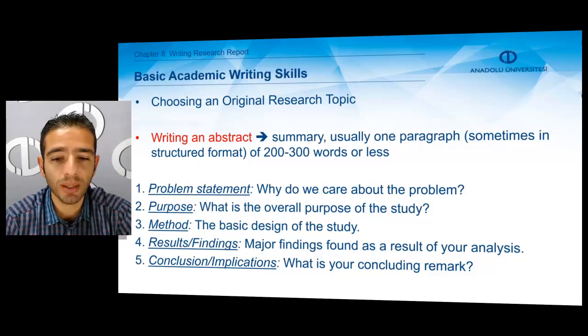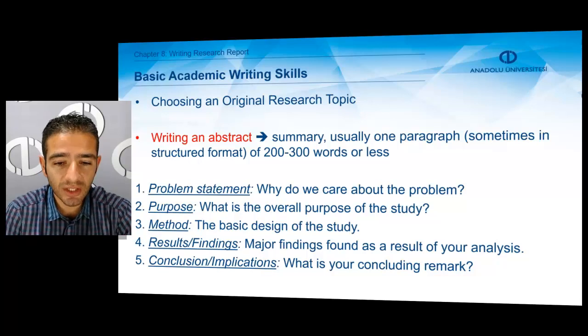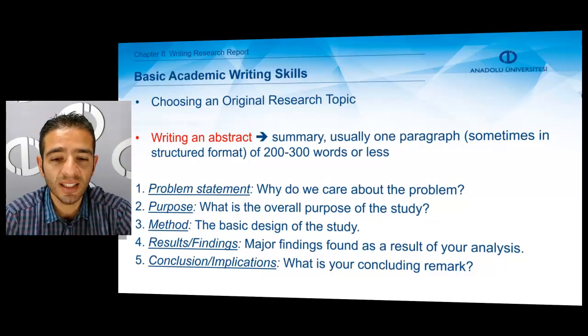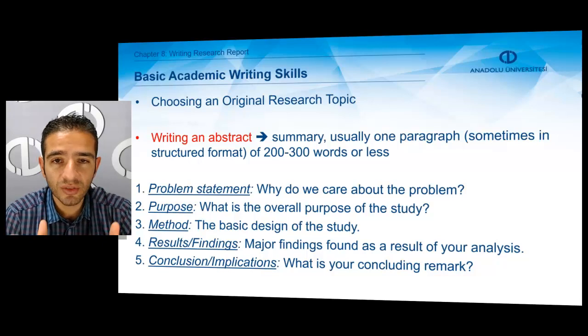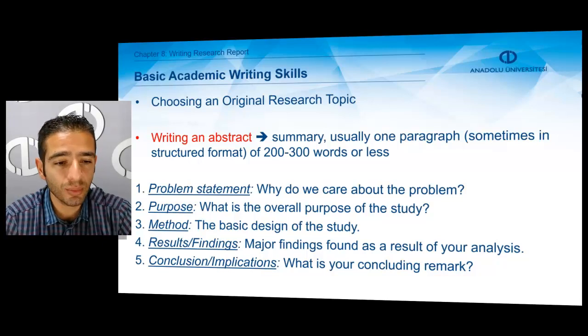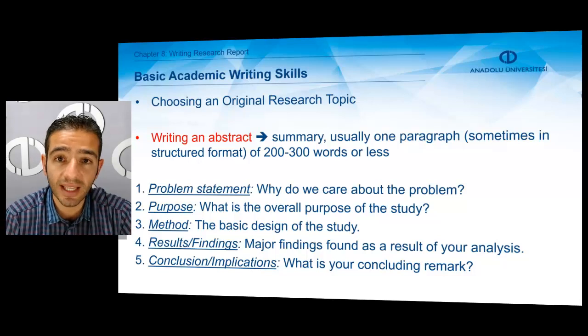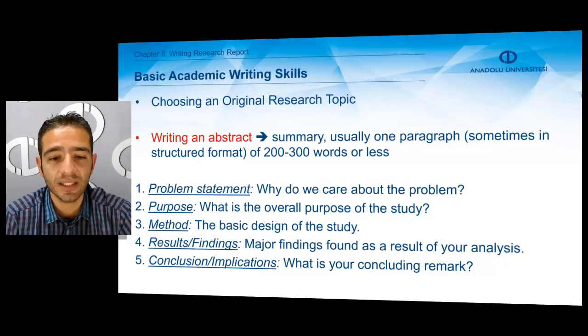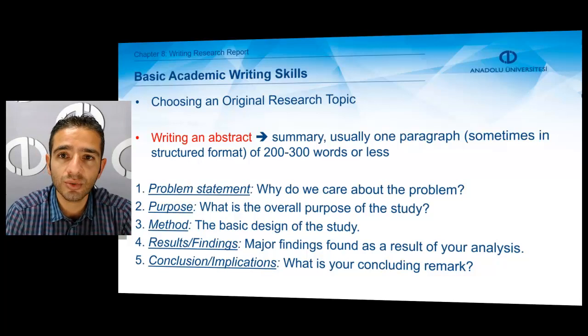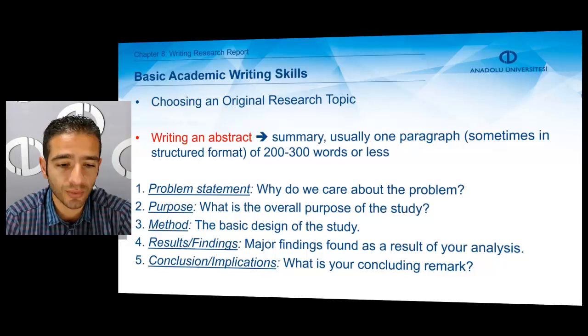The first one is the problem statement. You need to write why we care about the problem, why this research study is important in terms of the literature. You need to state this problem in your abstract. Secondly, you need to mention the purpose of your study. What is the overall purpose of that study? You need to make your reader familiar with the purpose of your study.